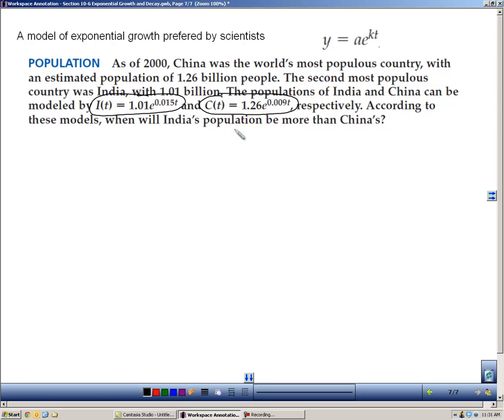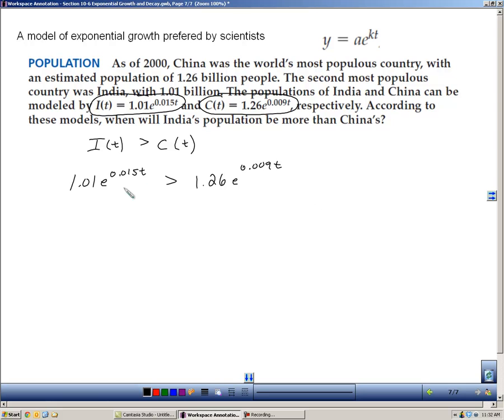Now, we want to know when India's population will be greater. So we want to know when I of t, that function, is greater than C of t. And we want to know what time that will occur. So India's population is modeled here with this value, and we want to find out when that's greater than China's population, which is modeled with this value. And then along the way, we're going to solve for the t, and that should be able to tell us when it's going to happen.